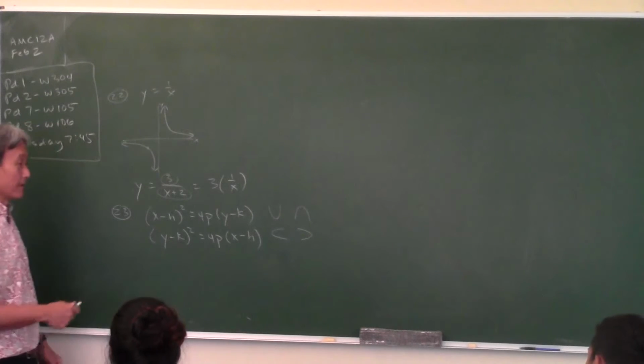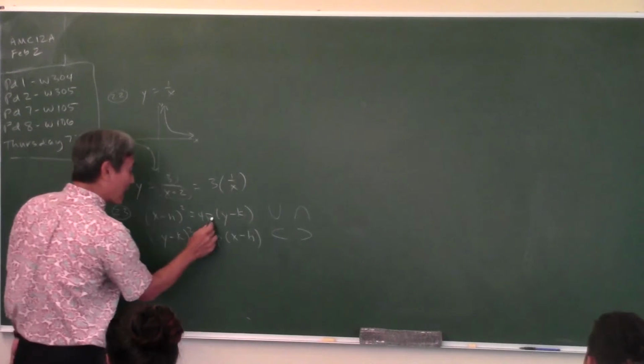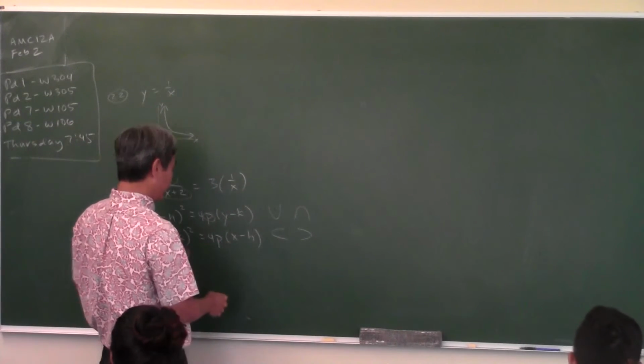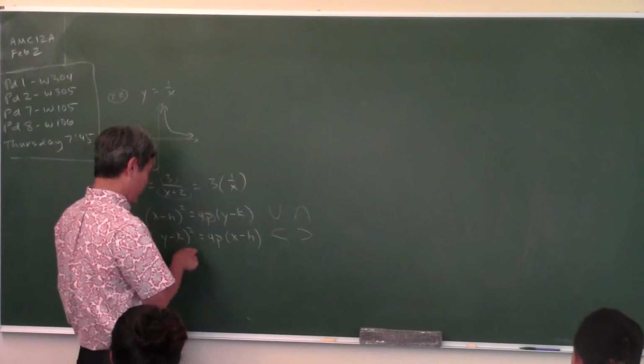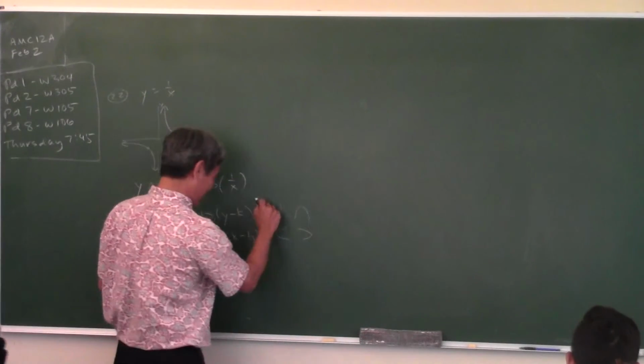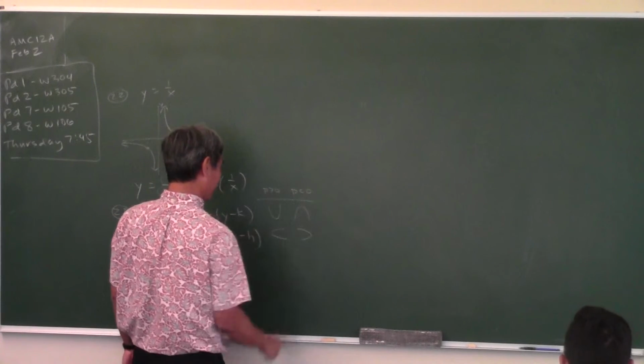And how do you determine up or down, left or right? You look at p. If p is positive, it opens up. If p is negative, down. For this one, if p is positive, right, and if p is negative, left. Here, let's make a chart then. P positive, p negative.